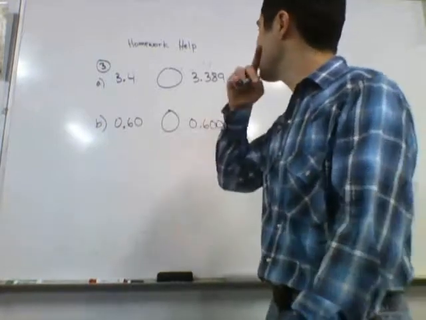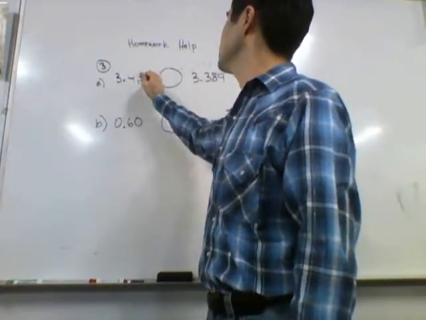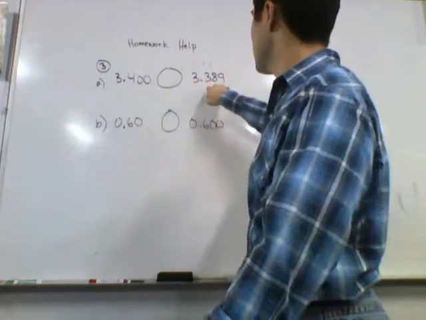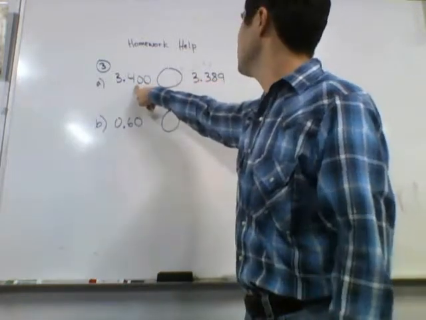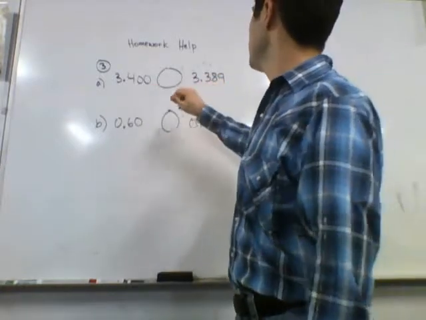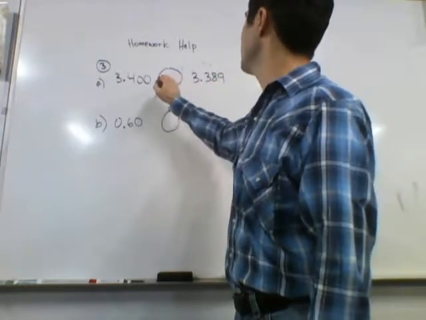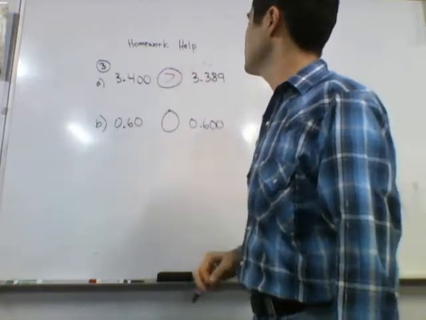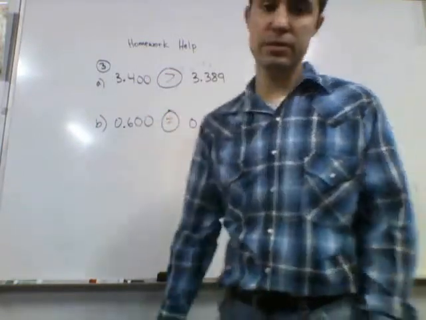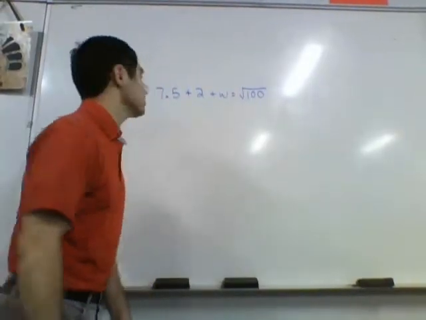Alright, here's number 3. Remember you got to add zeros. And then once you add as many place values as there are on this side, then you can see that 3 and 400 thousandths is bigger than 389 thousandths. Same with this one. We're going to add a 0 and you can see that they're equal. So there's number 3.